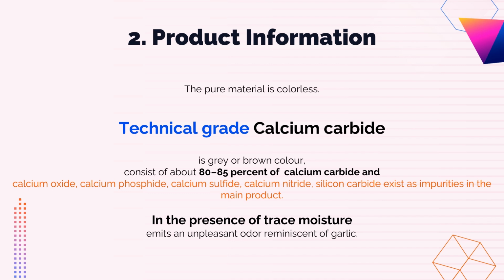Pure calcium carbide is colorless, but the technical grade calcium carbide pieces are gray or brown and consist of about 80–85% calcium carbide. The rest includes impurities like calcium oxide, calcium phosphide, calcium sulfide, calcium nitride, and silicon carbide. When there's a bit of moisture present, technical grade calcium carbide emits a garlic-like odor.